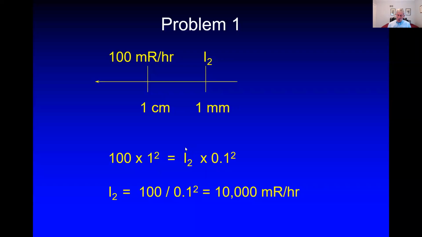So we would solve for I2 as follows. 100 times 1 squared divided by 0.1 squared. Give the keystrokes a shot right here. 100 times 1 x squared key divided by 0.1 x squared key. And that should give you 10,000. Remember, the initial reading was 100. We moved 10 times as close. The reading is going to go up by a factor of 100. 100 times 100 is 10,000.